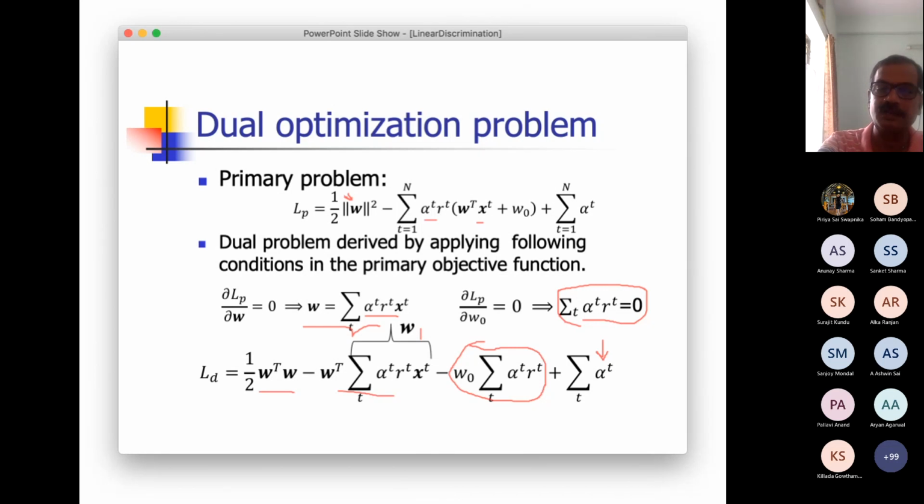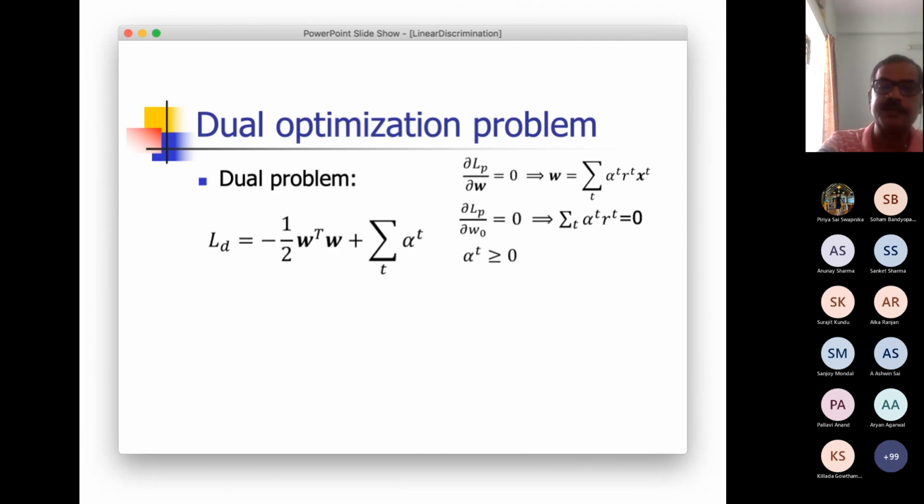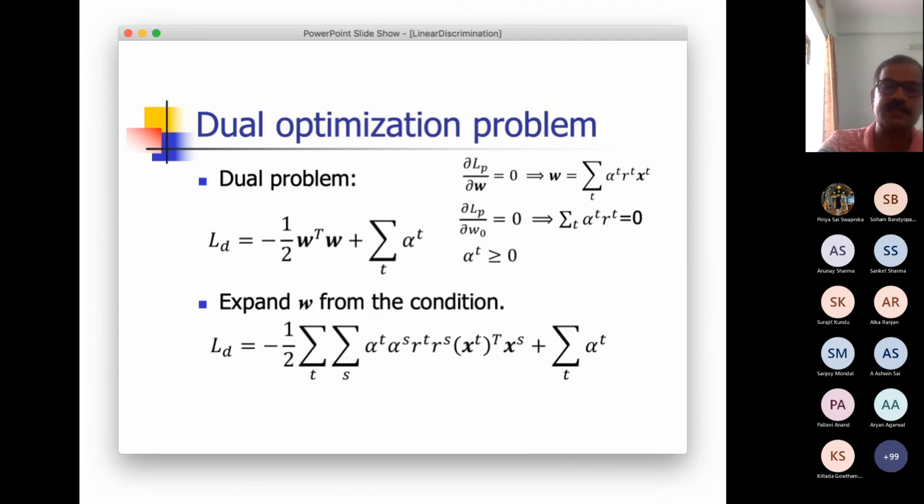And once again, since you know that W can be replaced by the Lagrange multiplier, we can simply expand W and we get the dual expression in terms of only Lagrange multipliers. So this is the expression, and this optimization problem is of course a quadratic optimization problem, because you see these are the quadratic terms of the parameters. These values are all specified. So you will get a quadratic objective function, and you have to minimize this.